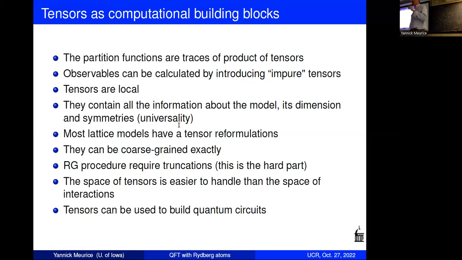Tensors are local. The reason particle physics developed so nicely is because we believed in local gauge theory with local symmetry, and we imposed renormalizability. This locality restricted very much the interactions that you can have. Tensors are local objects, and they contain all the information about the model and its symmetry, and they can be coarse-grained nicely. I will not explain this. They also connect very well to the construction of a quantum circuit. So this is why I like tensors.